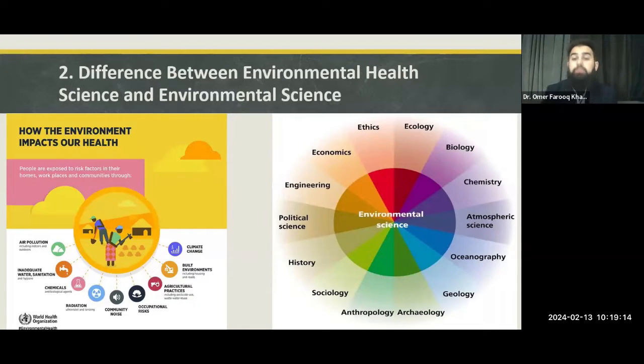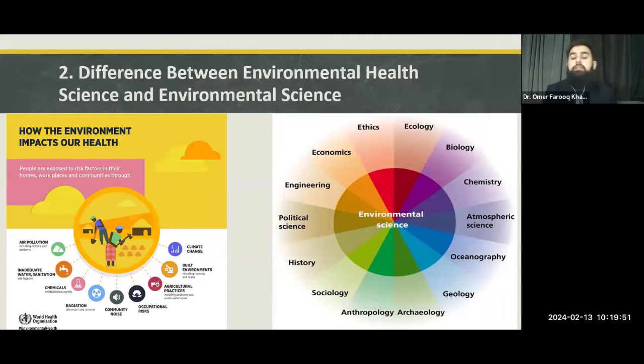including social sciences, life sciences, and physical sciences. Social sciences, just like political science, ethics, economics, history, sociology, anthropology. And then there are physical sciences such as engineering, chemistry, physics, geology, oceanography. Then there are life sciences such as ecology, biology, archaeology, etc. So basically, environmental science is also a wider umbrella where we study social sciences, physical sciences, and life sciences.